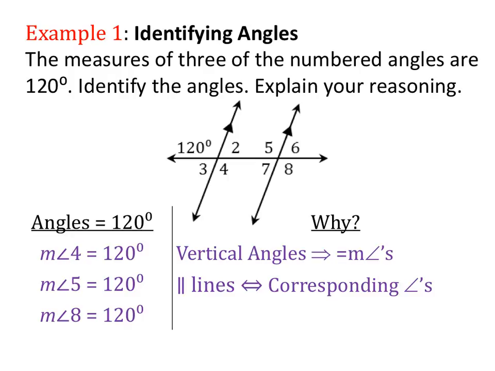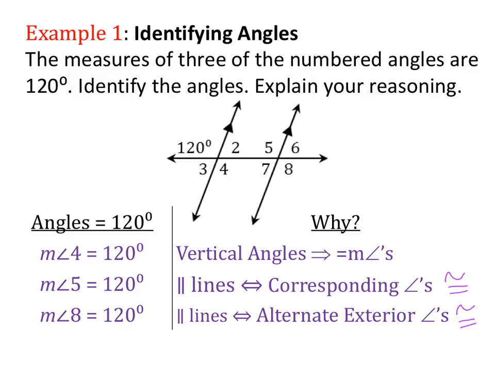We also have measure of angle 8 is 120 degrees, and that's because you have alternate exterior angles. For any of the parallel lines cut by a transversal, it implies alternate exterior angles congruent. And I just noticed that my congruent symbols were missing at the end of my implied statement, so I added those in. So we have proper notation here for our implieds. So those are all the angles that have a 120 degree measurement.